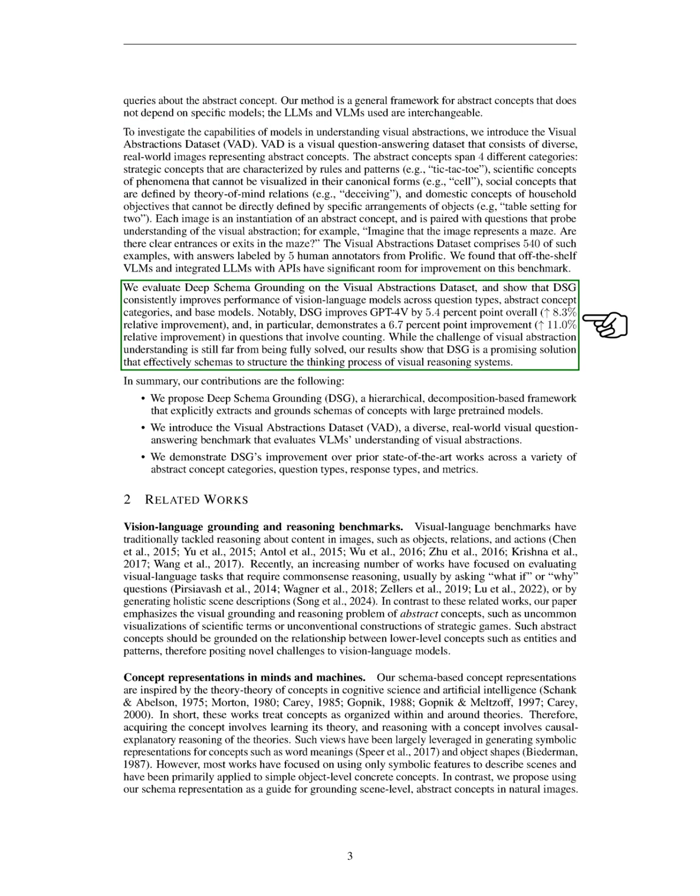We evaluate DSG on VAD and demonstrate that it consistently enhances the performance of vision language models across different question types and abstract categories. Notably, DSG improves GPT-4V's performance by 5.4 percentage points overall and shows a 6.7 percentage point improvement in questions involving counting. While the challenge of understanding visual abstractions is not fully resolved, our results suggest that DSG is a promising approach that effectively structures the reasoning process for visual reasoning systems.